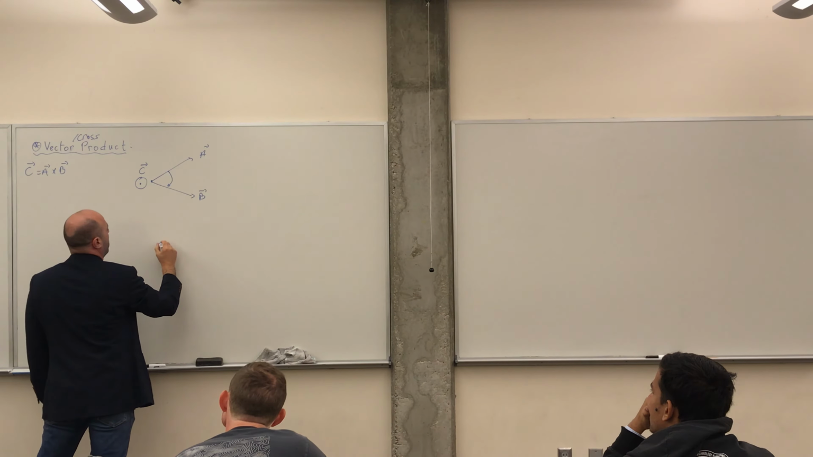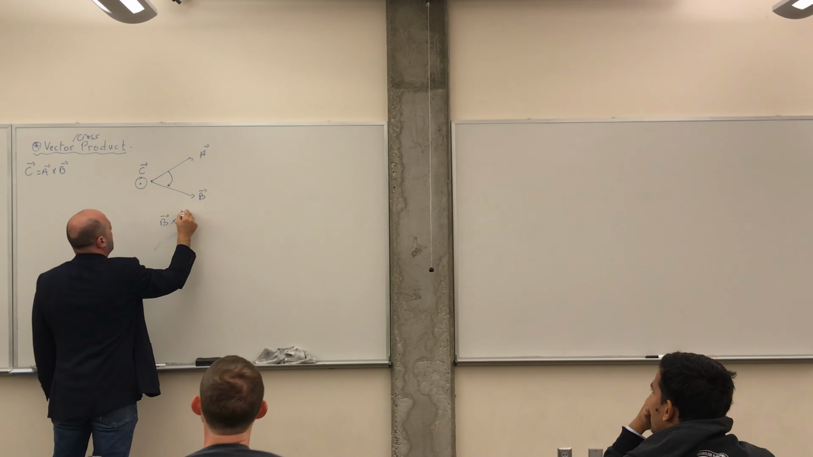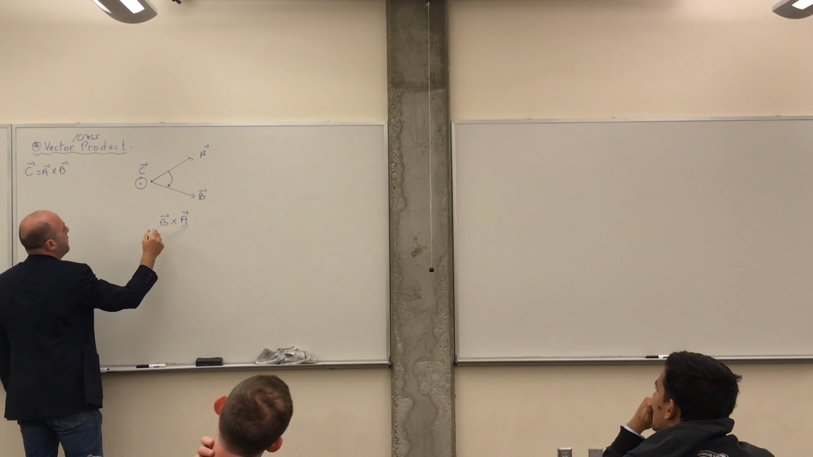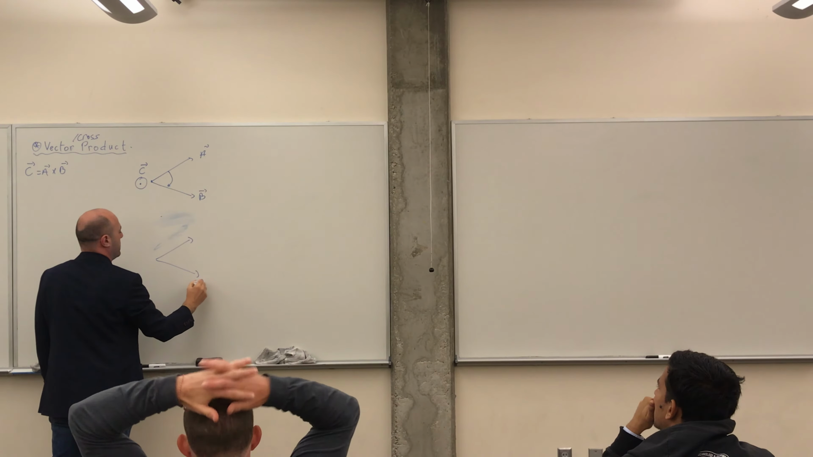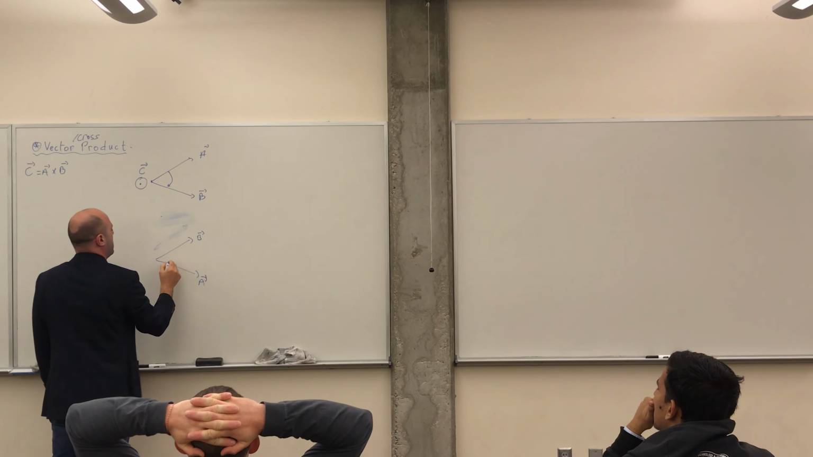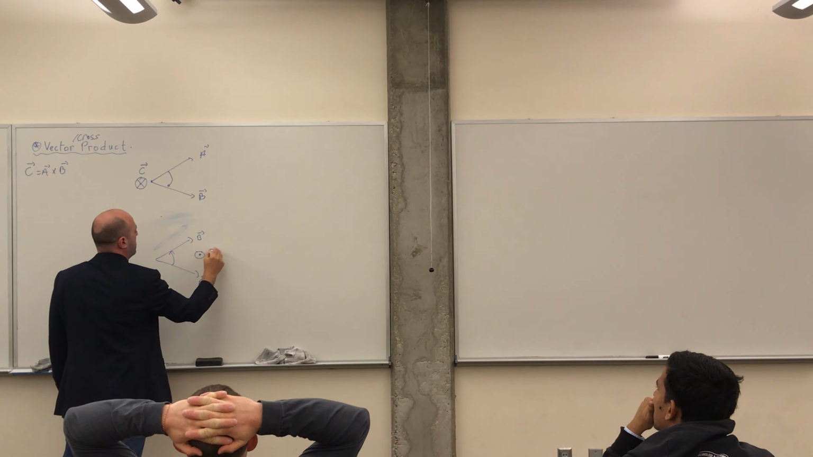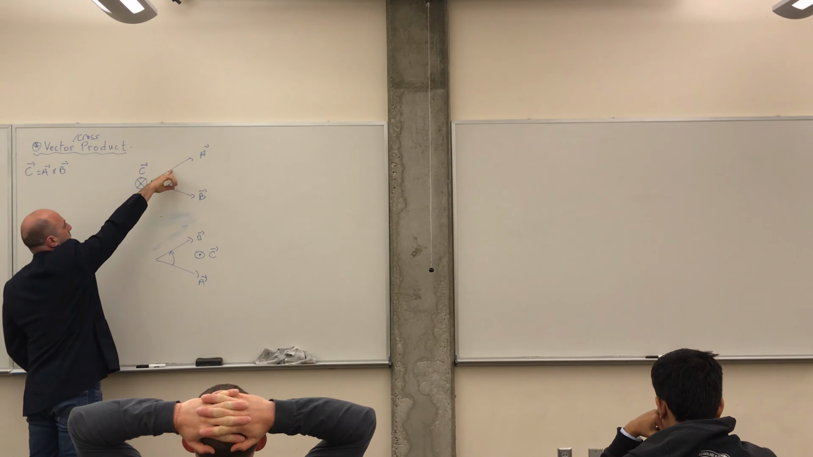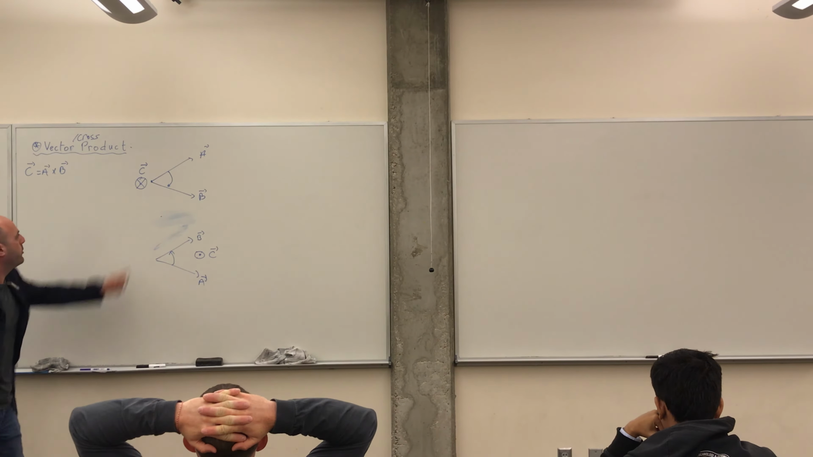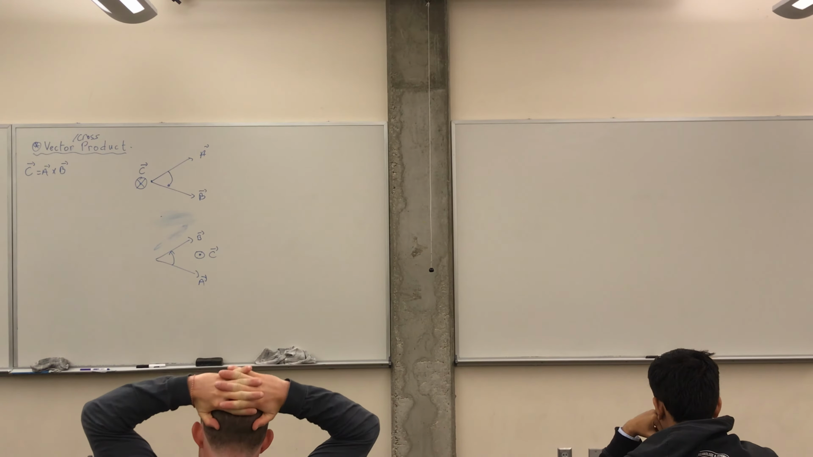Now B cross A is obviously the negative of the other one. Let me draw that again. Let's do A and B. Sorry, I made a mistake here. So A cross B is a vector C that points outside of the board. In this case, A cross B is a vector that points into the board. That's the bottom of the arrow.